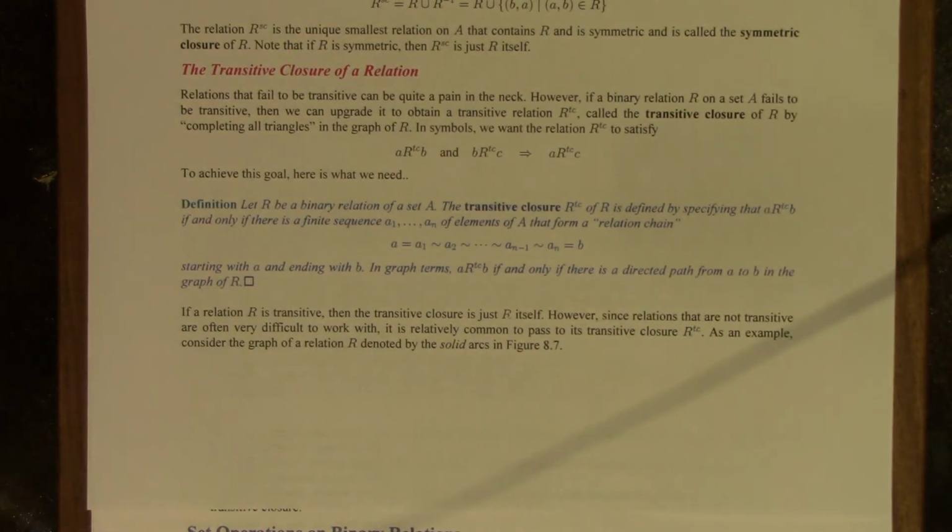Relations that fail to be transitive are a pain in the neck in many ways. But if a binary relation should fail to be transitive, we can upgrade it to what we would call the transitive closure. There we need to add as few arcs as possible to make the resulting relation transitive. That's a little bit trickier than the other two cases.